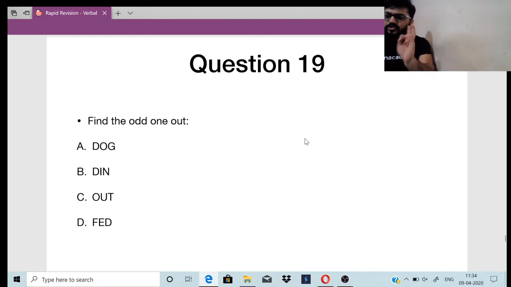Chalo, the last two questions, 19 and 20, find the odd one out. Dog, din, out and fed. Okay, which is the odd one out here? Right, so what, okay, O, I, U, E.